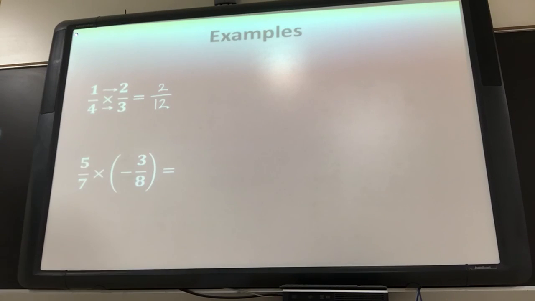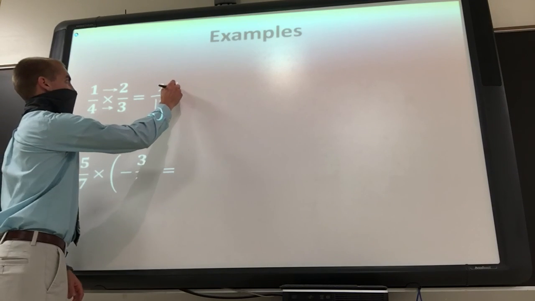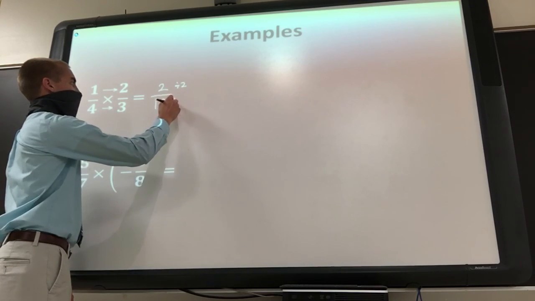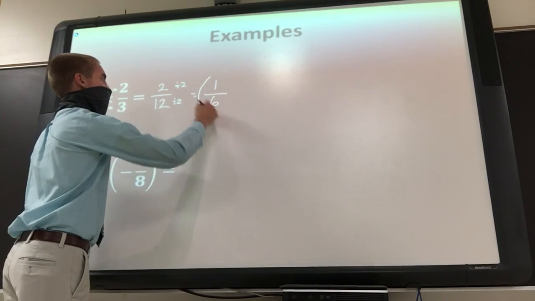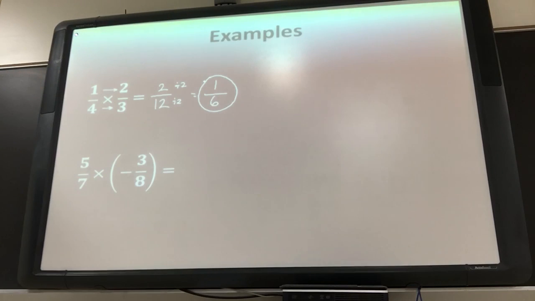Can we divide 2 and 12 by the same thing though? By 2, so we need to do that. Divide both the top and bottom by 2. And so 2 twelfths is actually 1/6 when we simplify. We get 1 over 6.